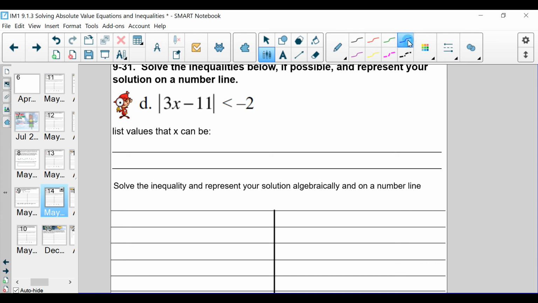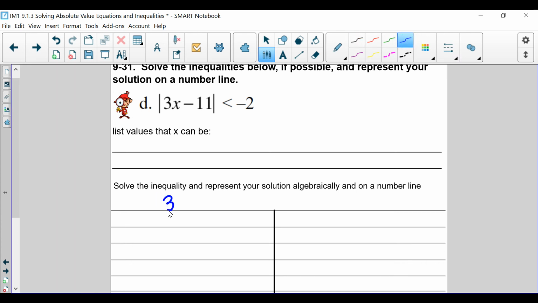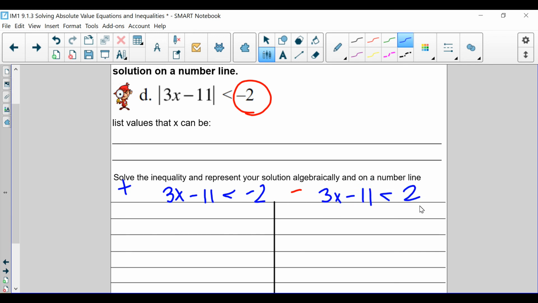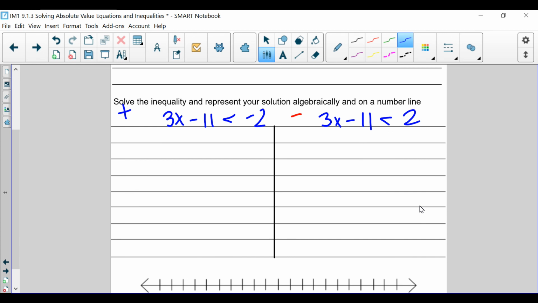We've got 3x minus 11 is less than negative 2, so we've got, remember, there's the positive answer. This is the positive answer, where we keep it, and then the other answer is the negative answer where we change this value. This one's a little tough because it's a little bit like, oh wait, but negative 2 is already negative. Well, one of the values is we're basically just going to change it.